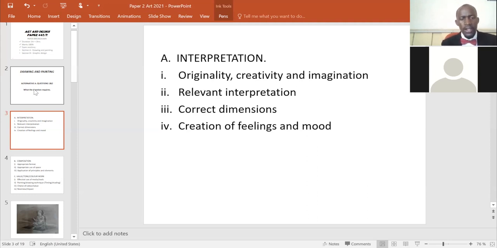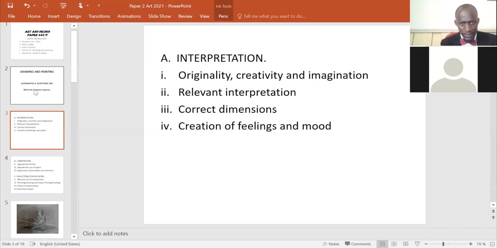Let the learners be able to create that kind of feelings and moods in their composition. In most cases, we encourage the learners to limit their composition to the particulars of the composition. We are talking about assisting victims of disaster. We don't expect the learners to start introducing other elements that have nothing to do with the composition.